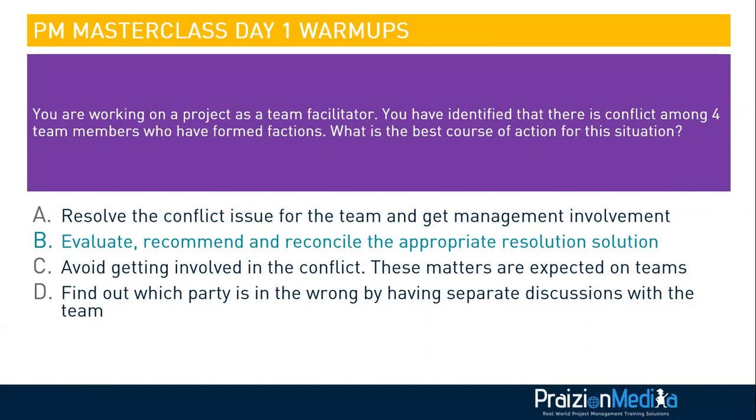Conflict is not about finding out who is right or wrong. It's about bringing both parties to the table as much as possible to collaborate. You could be a facilitator of that collaboration, and that is what B suggests. D is wrong. C, don't avoid getting involved in the conflict. It says you're working as a project team facilitator. This is part of your job. And A, you don't resolve conflict issues for the team and get management involvement under most circumstances. Don't resolve conflict for 2 parties.